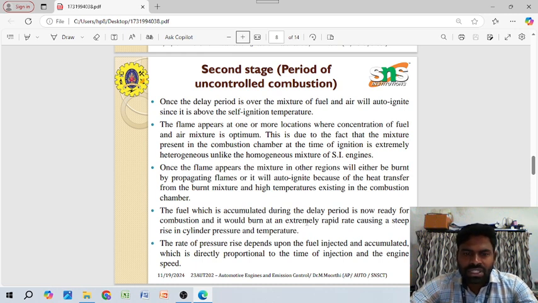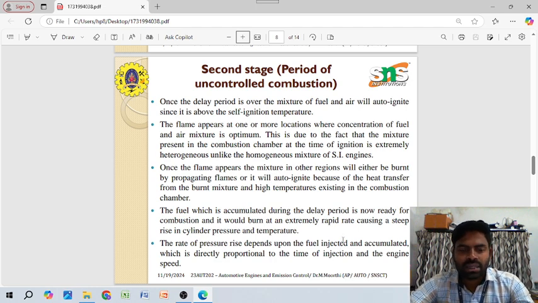The fuel which accumulated during the delay period is now ready for combustion, and it will burn at an extremely rapid rate, causing a steep rise in cylinder pressure and temperature. The rate of pressure rise depends upon the amount of fuel accumulated, which is directly proportional to the time of injection and the engine speed. This rapid rise of cylinder pressure and temperature is called the period of uncontrolled combustion.